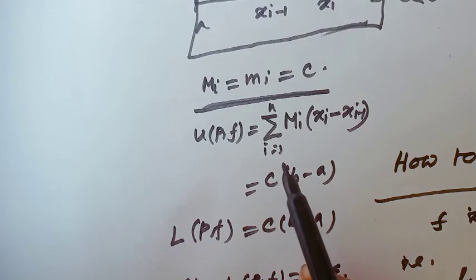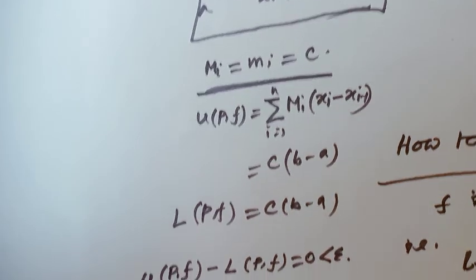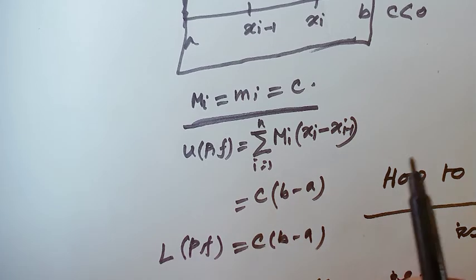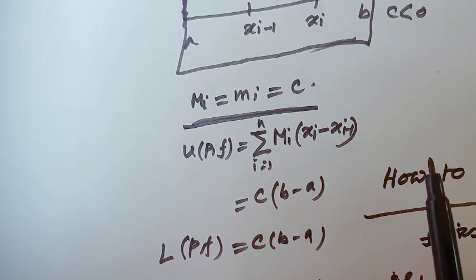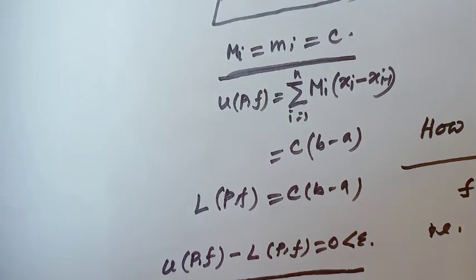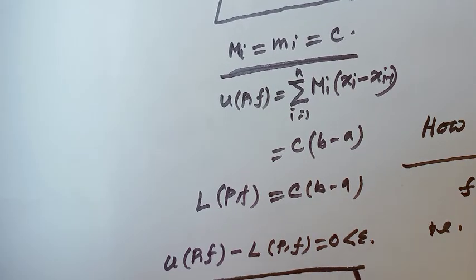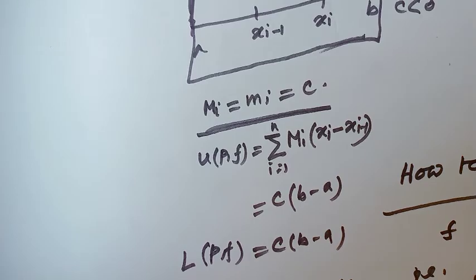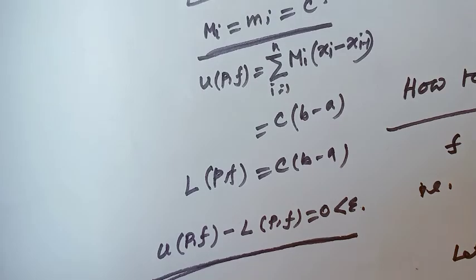Okay? Since the values of U(P,f) and L(P,f) are the same, obviously the constant function will always be integrable. And since the function is integrable, the difference between U(P,f) and L(P,f) would be just 0, and this value is always less than epsilon. Are you getting why we have to find an integrable function?